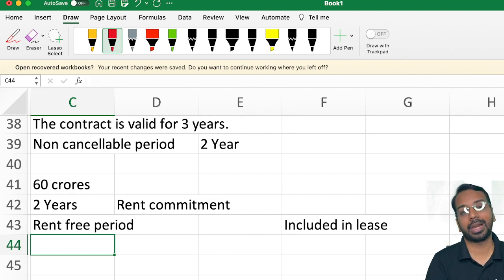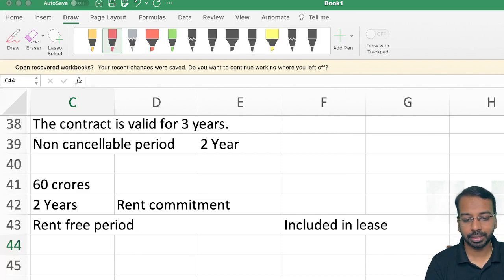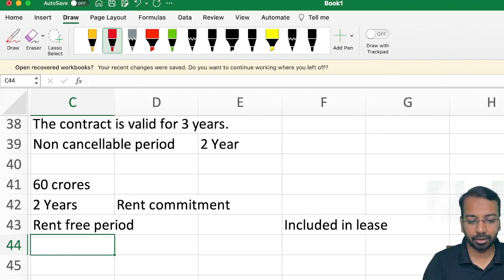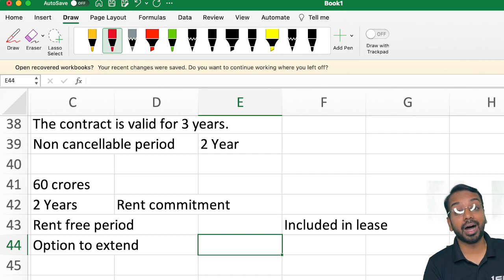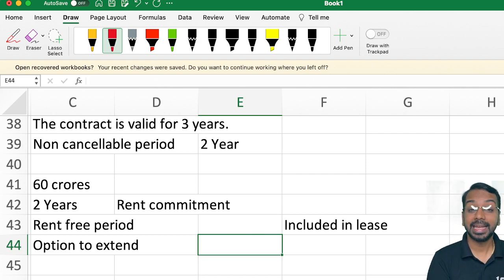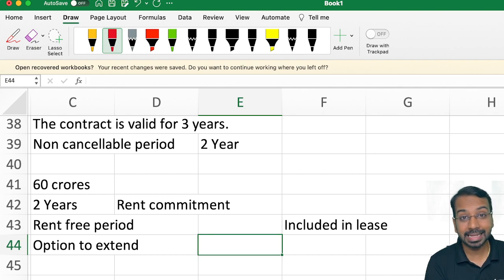Now, after 2 years, what happens? After 2 years, what we have to check is whether there is an option to extend. So, does the lessee have the option to extend the lease? When we say option, please remember, you would have learned futures and options in SFM also, right? When we say option, one party has the right, the other party has an obligation. So, if the lessee has the right, then the lessor has an obligation.